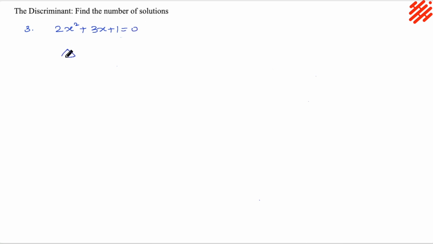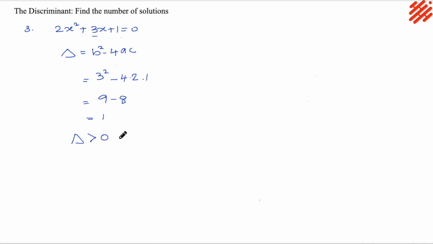So we need to find the discriminant. Delta equals b square minus 4ac. So b square is 3 square minus 4 times of a is 2 and c is 1 equals 3 squares are 9, 4 2s are 8. So we have 1. So delta is greater than 0.